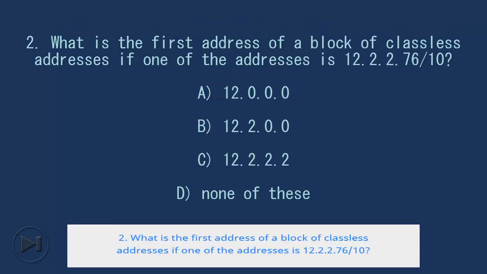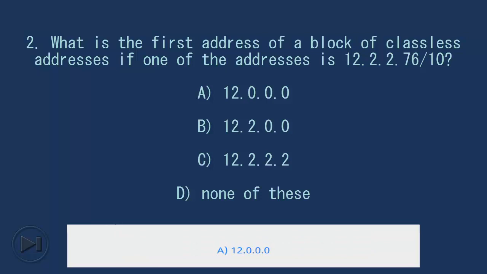2. What is the first address of a block of classless addresses if one of the addresses is 12.2.2.76/10? A. 12.0.0.0. B. 12.2.0.0. C. 12.2.2.2. D. None of these. Answer, A. 12.0.0.0.